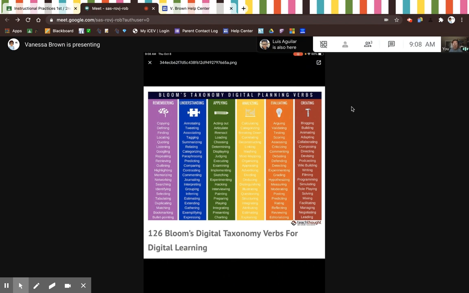And so as we think about that, we need to really start thinking about how do we move past that applying level? Because those bottom tiers of that triangle seem to be very, very easy to accomplish. It's moving into those analyzing, evaluating, creating that we need to challenge ourselves to do with our students.